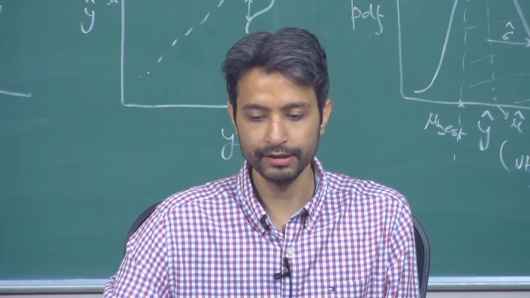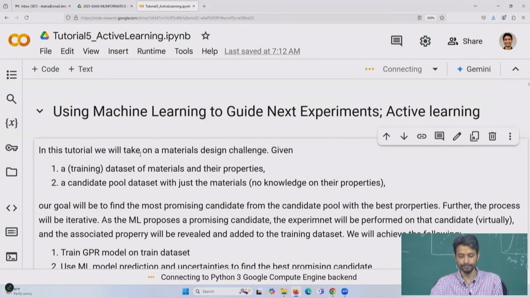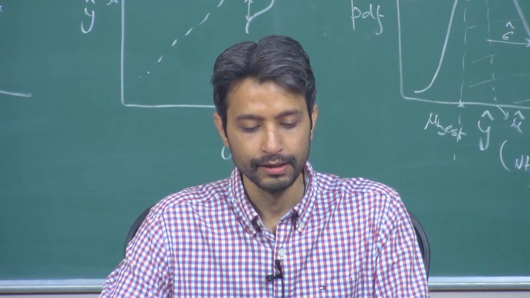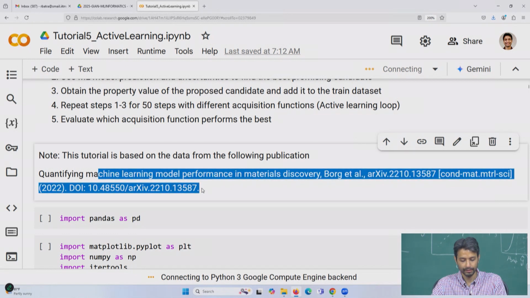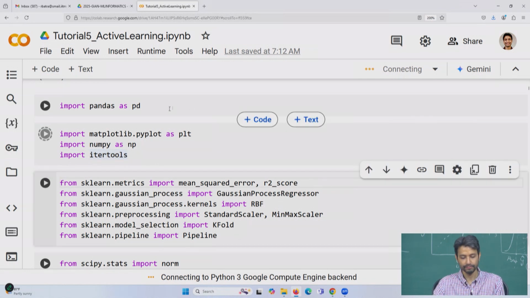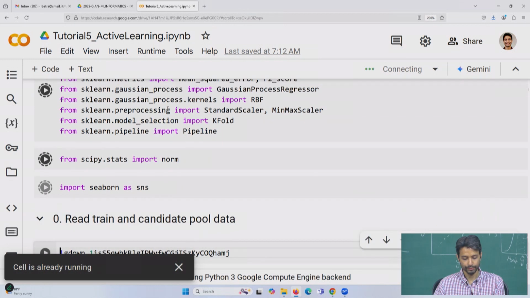Okay, so let's get started. In this one, we will do the active learning thing. Hopefully, you are able to reach here. Same Google Drive link that was shared earlier. In that, you will find the presentation as well as the hands-on tutorial. Again, this is based on this particular arXiv paper, which is mentioned here. These are the libraries. I think now you are familiar with all of this, so I'm not going to talk too much about it.